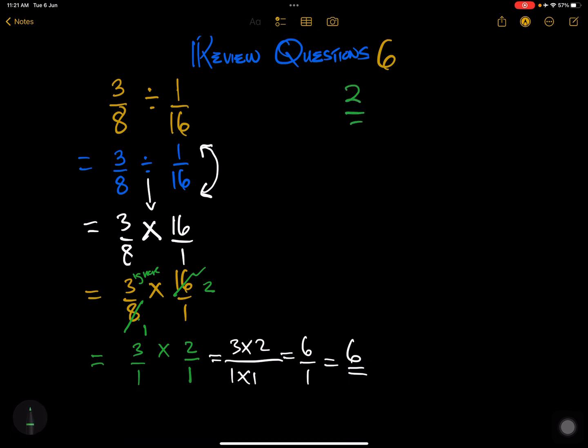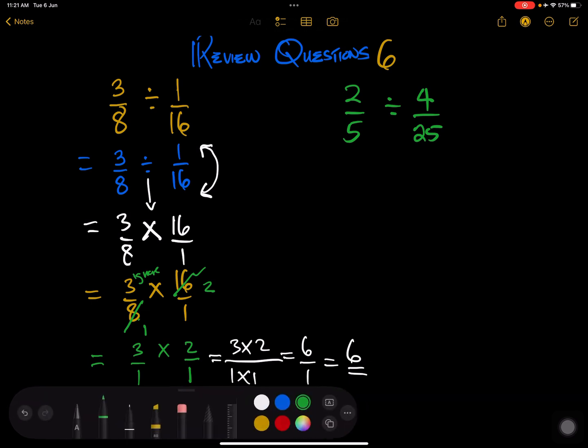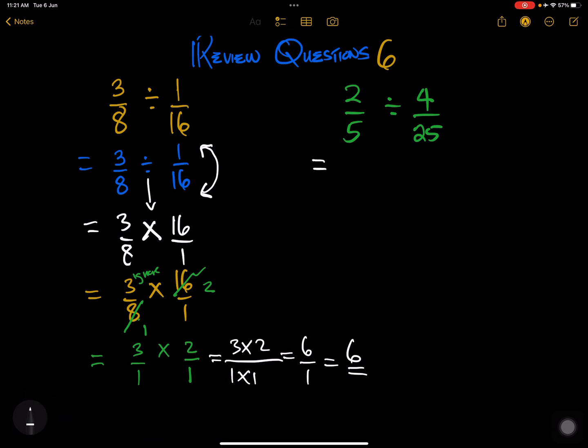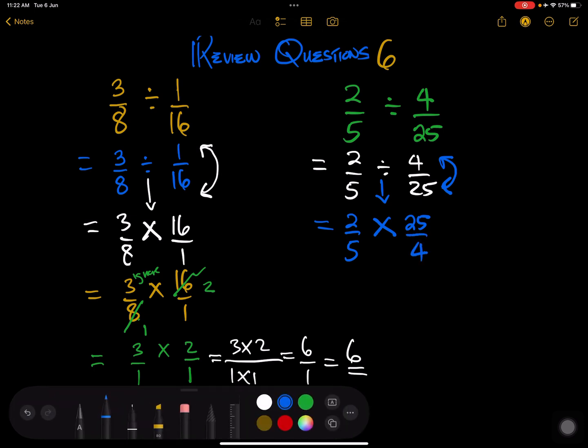So let's take a look at maybe this question. Let's say we have 2 divided by 5 divided by 4 divided by 25. Like we always say, we should always introduce it with what? An equal to sign. We're going to have 2 divided by 5 divided by 4 divided by 25. But remember, we did say that we have to change the division sign to multiplication. And the moment we do that, we're going to reciprocate. The 25 will go up in the numerator, and then the 4 goes into the denominator like this.